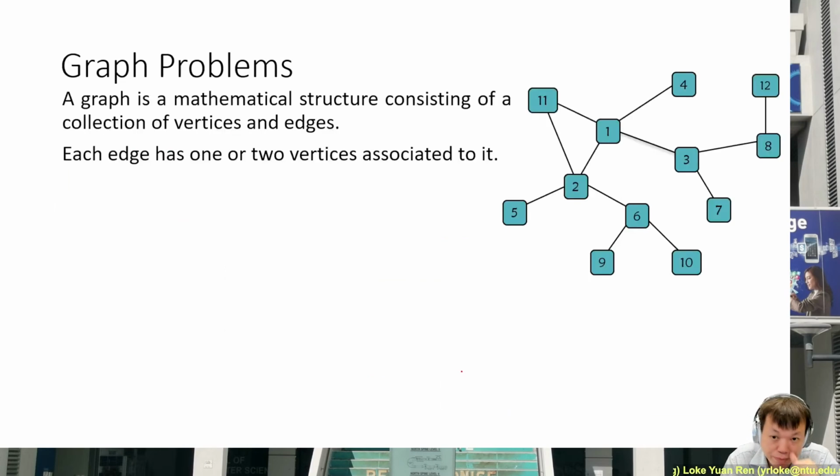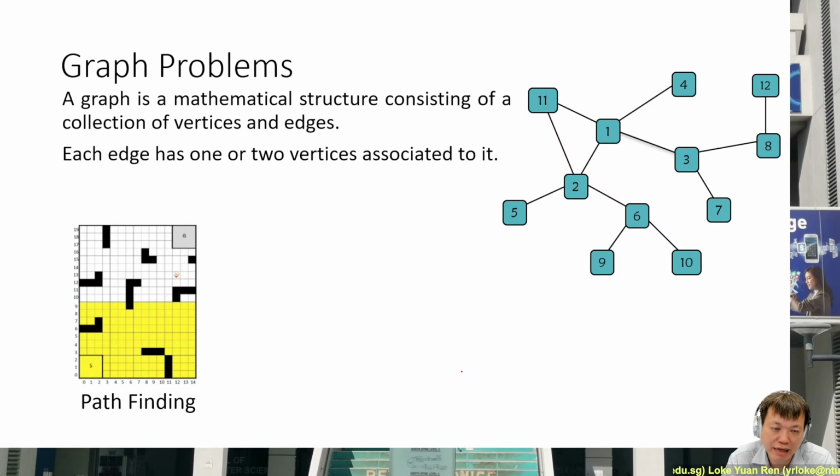Another kind of problem in computer science and also in mathematics is the graph. It's a kind of structure that consists of a collection of vertices and edges. In the past 2 weeks, you learned about the binary search tree. You can consider that also a special case of a graph. Each edge has 1 or 2 vertices associated with it. Then you can form a network.